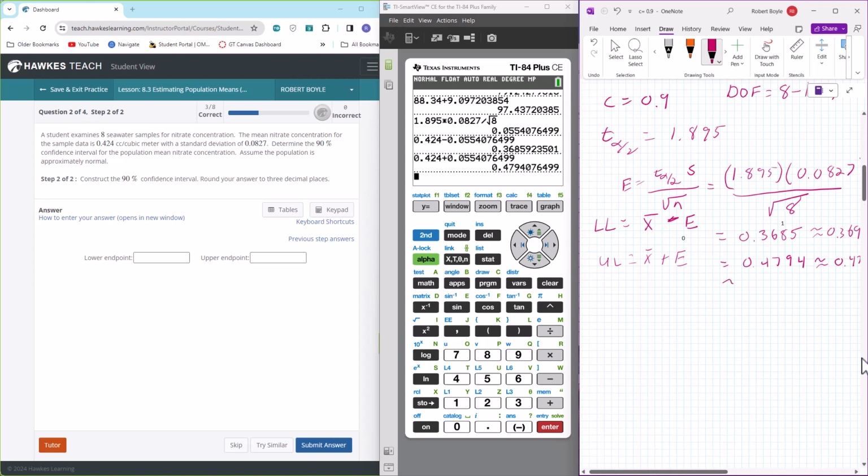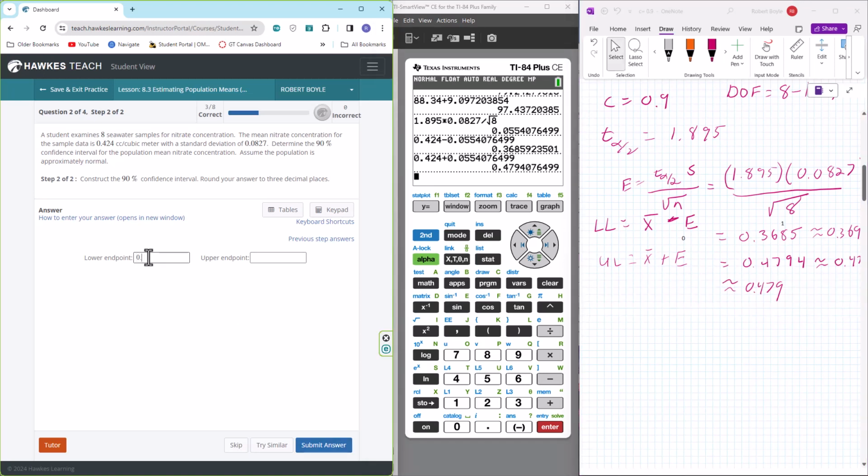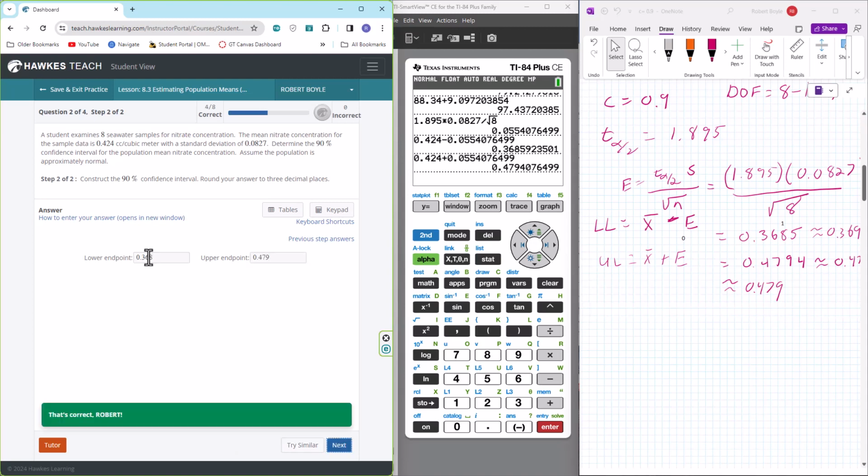Let's do it over here. Rounds to 0.479. Okay, so our lower limit should be 0.369. Our upper limit should be 0.479. And there we go.